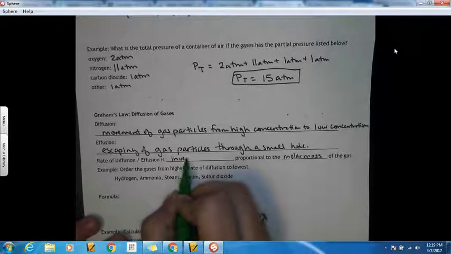Okay, so the rate of diffusion and effusion is proportional to the molar mass of the gas. So let's think about how they're proportional. Are they directly or inversely proportional? Do things that have large mass move slowly or do they move quickly? Things that have bigger mass tend to move more slowly, right? So if we have a big mass, then you're going to move at a slower rate, and so that makes them inversely proportional.